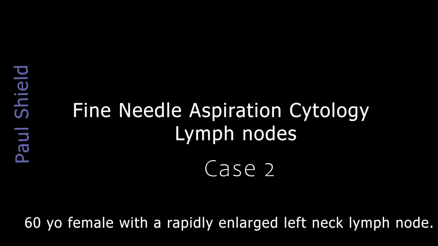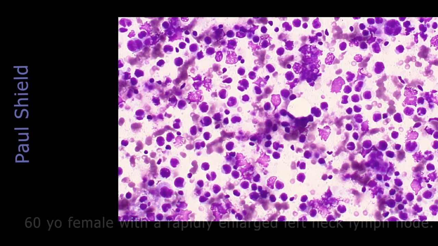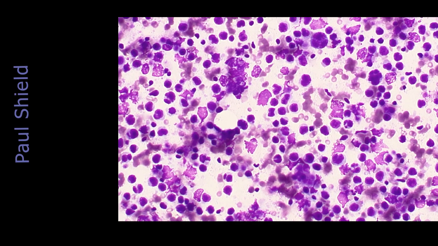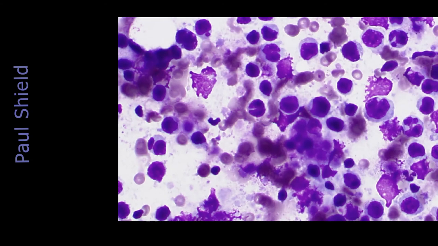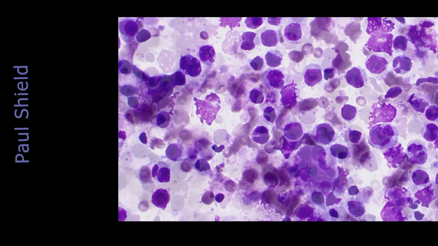Hi, it's Paul. Let's look at an FNA lymph node on a 60-year-old female, and she had a rapidly enlarging left neck node. This is the air-dried smears. There's a lot of crush artifact here, but we have pretty much a dispersed population of cells.